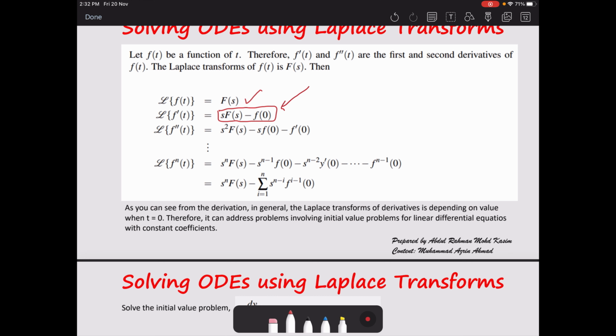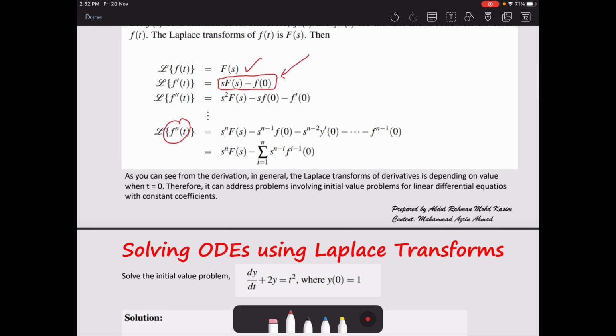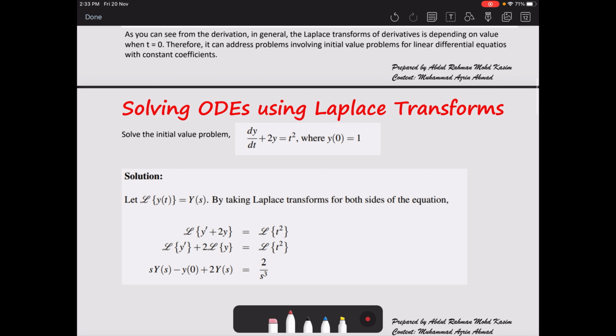We go on to f double prime and until f power of n. F power of n here means the derivative n times. As you can see from the derivation, in general, the Laplace transform of a derivative depends on the value of f when t equals 0. Therefore, it can address problems involving initial value problems for linear differential equations with constant coefficients. I believe that you will understand more when we go through an example and its solution.